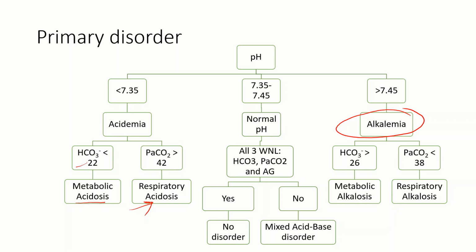Whenever the pH is between 7.35 and 7.45, we would think, okay, there's no disorder present. But there is a possibility that a mixed acid-base disorder may be present, which we might miss. So even when we have a normal pH, it is important to look at all three: bicarb, PaCO2, and anion gap. If all three are normal, then there is no disorder present. If they are not all normal, then there is a mixed acid-base disorder present, which we'll talk about later.